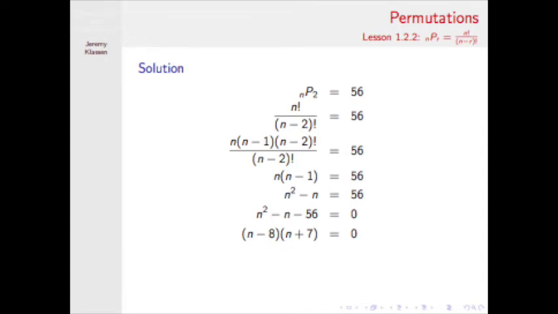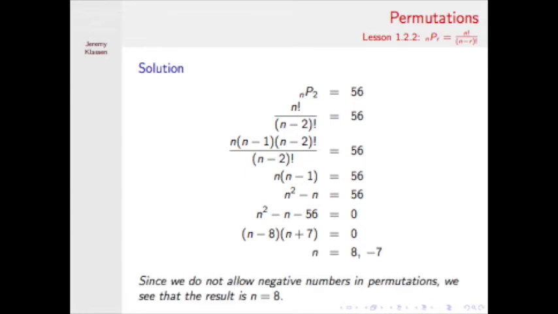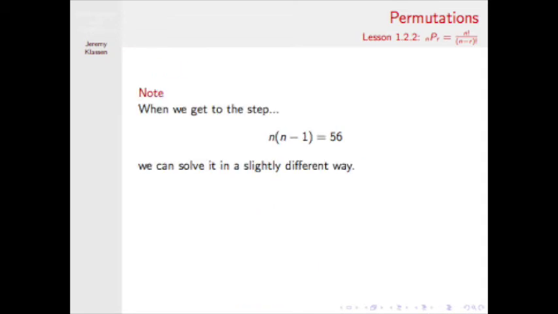And then, as you've done many times before, you'll factor the quadratic, and we get n minus 8 times n plus 7 equals 0. And so we see that the solutions to this equation will be 8 and negative 7. But because this is the Perms and Coms chapter, we don't allow negative numbers, and so the answer is just 8.